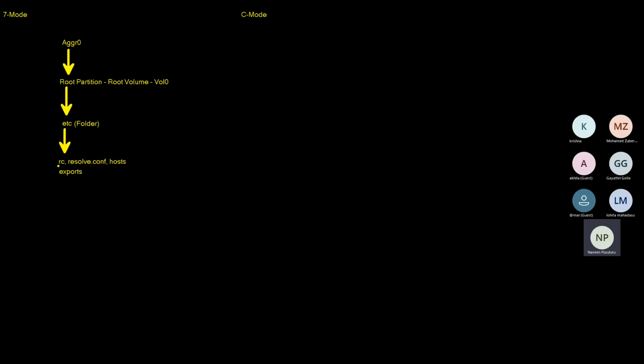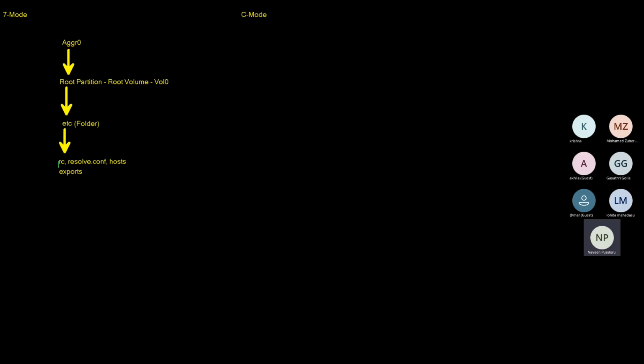For example, you made a network configuration. In order to save it permanently, you need to edit this RC file. If you made a configuration change in DNS and want to save it permanently, then you need to make a change in the resolve.conf file, like that. This is how it was, or it is, in 7 mode. Now let's talk about cluster mode, how things are in cluster mode.